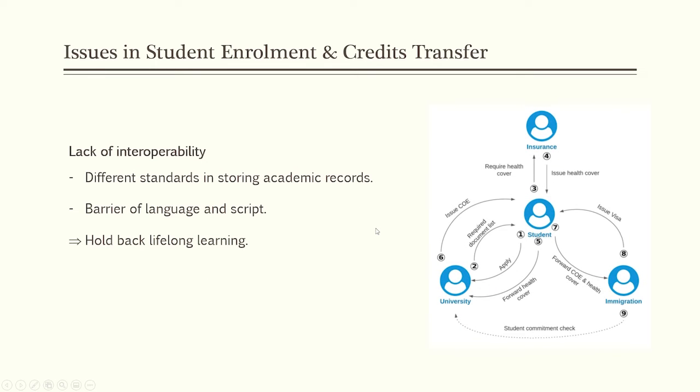The third issue is lack of interoperability. Different standards in storing academic records lead to the absence of information continuity when records are transferred. Furthermore, there is a barrier of language and script in different countries. It is also another challenge to keep a seamless stream of learning records. For that reason, lifelong learning is significantly held back by this issue.